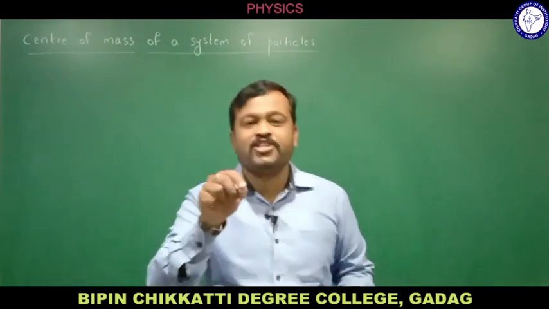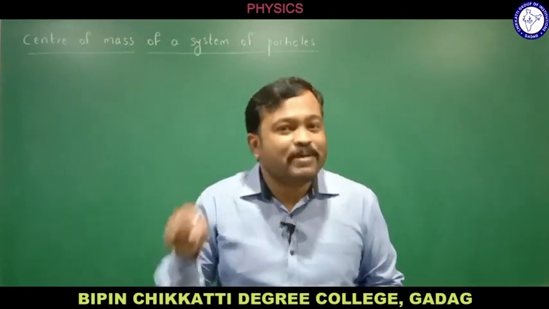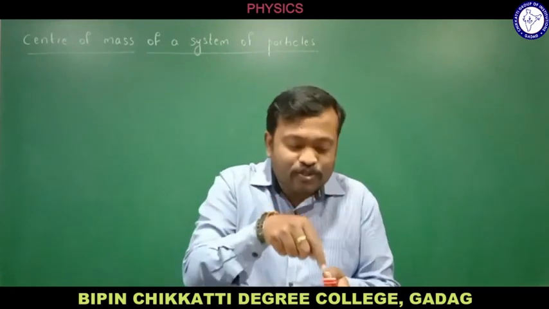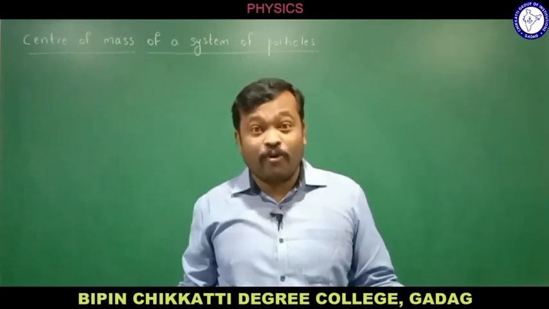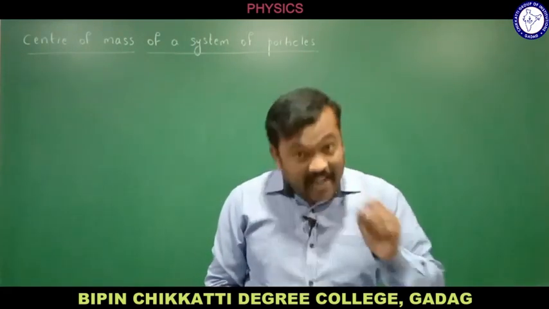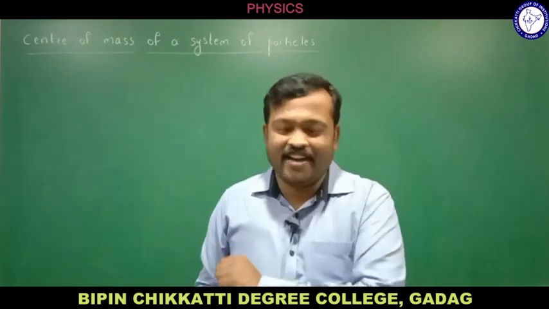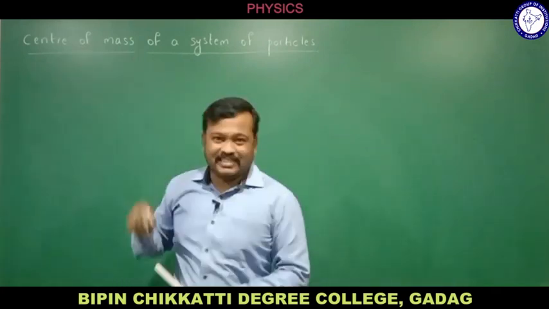It is a point on the body at which the whole body can be balanced. Means the entire mass of the body is supposed to be concentrated at that point. Right, so balancing the whole body is nothing but balancing at that balancing point. At that point, the entire mass of the body is supposed to be concentrated, and that point is called center of mass.